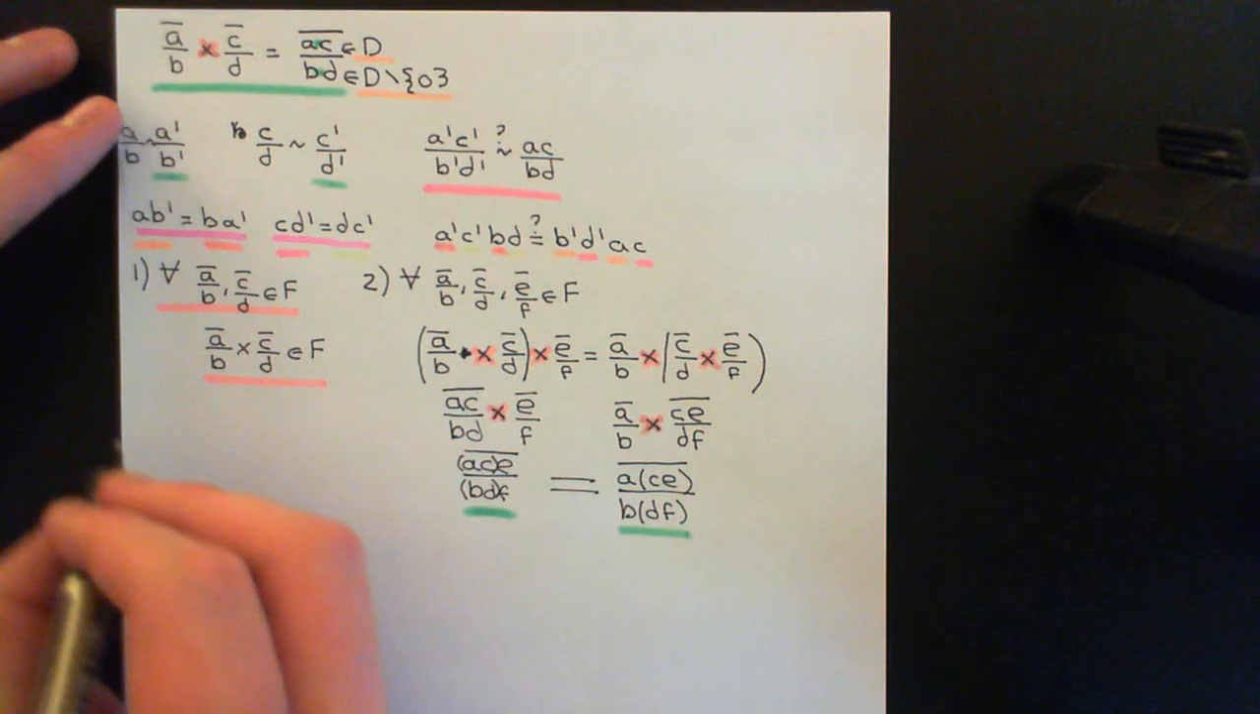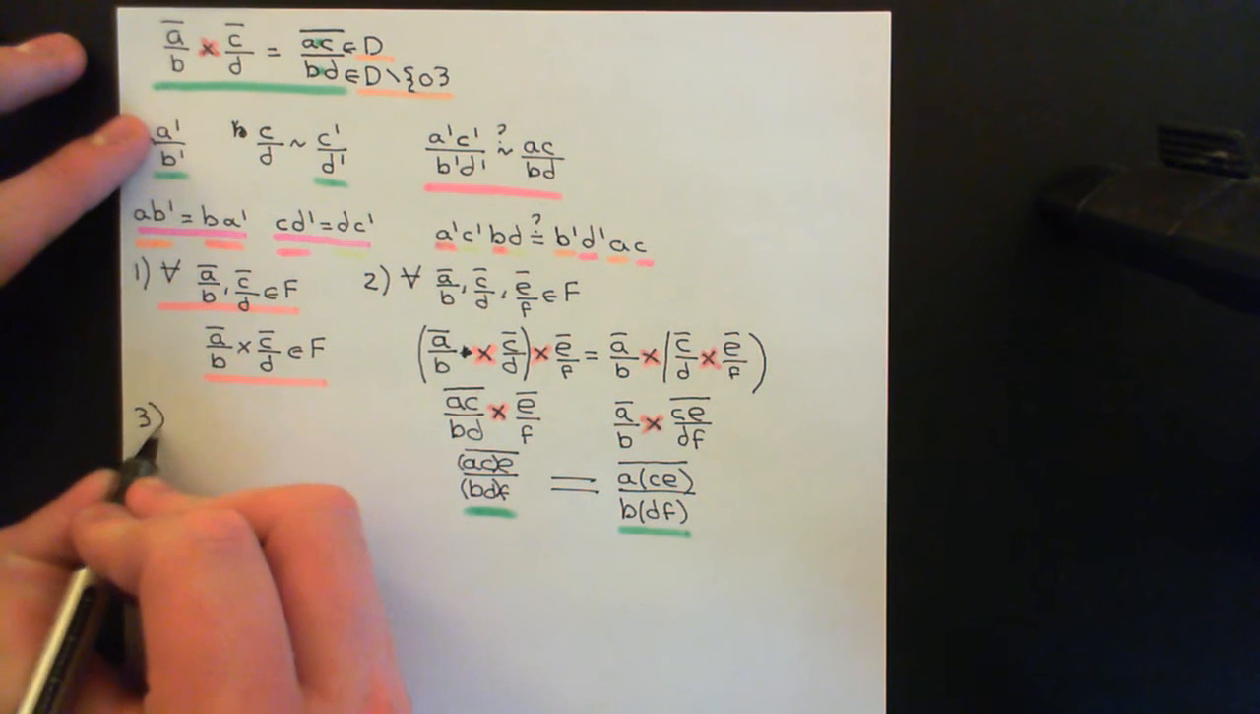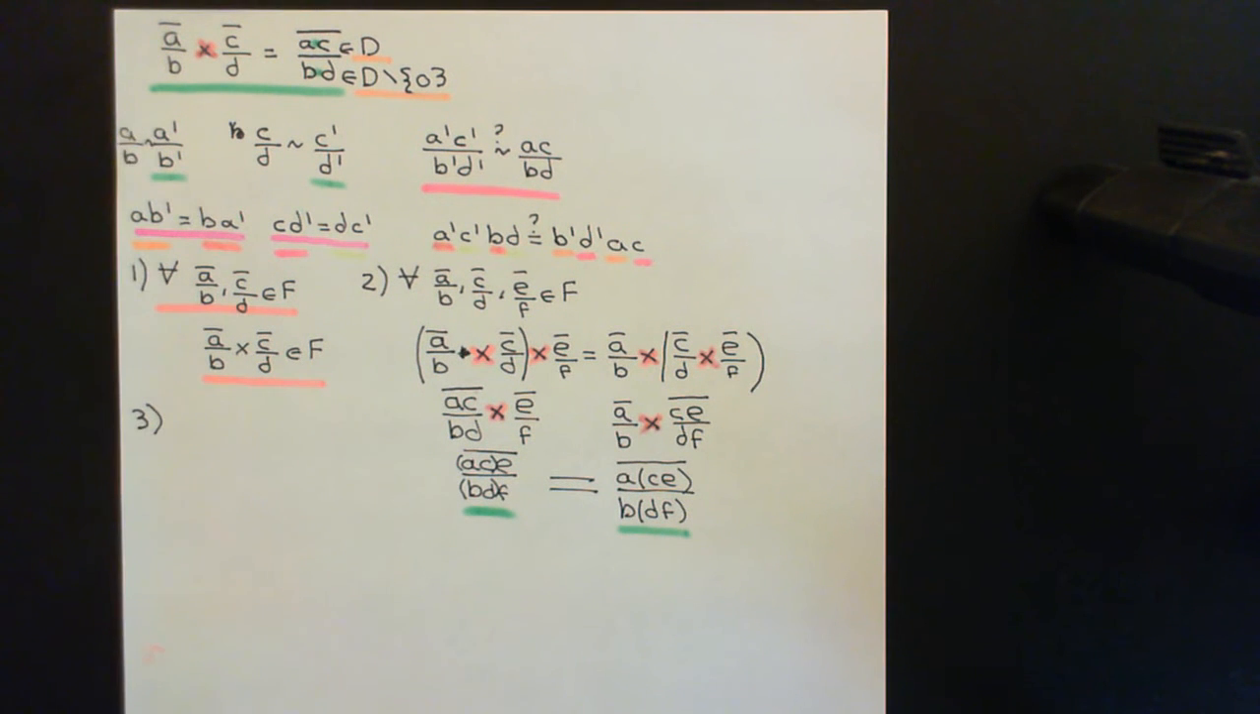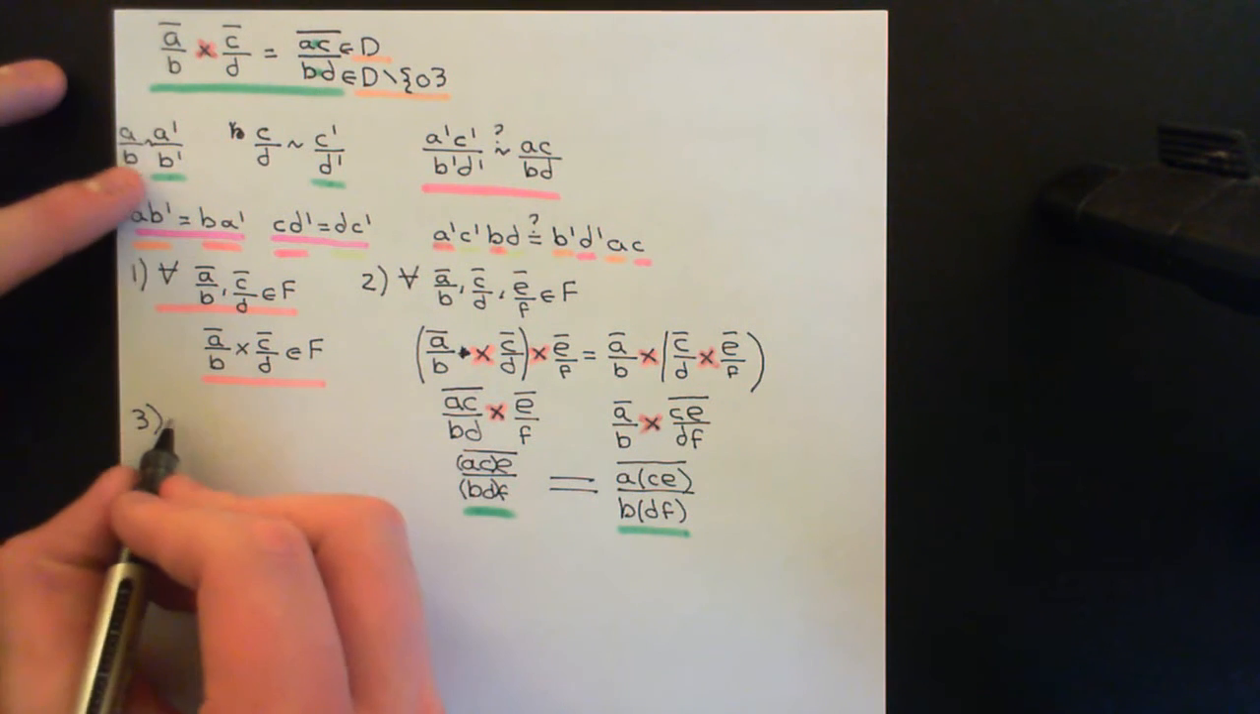Okay, right, now let's go on to axiom number 3 that multiplication must obey. This is the existence of a multiplicative identity. Okay, so what I want to show you is what element is going to be our multiplicative identity.